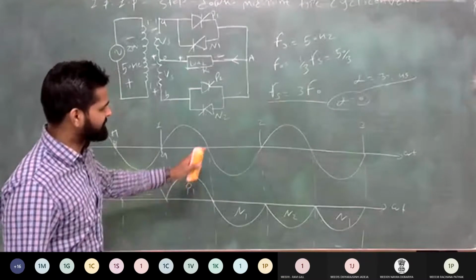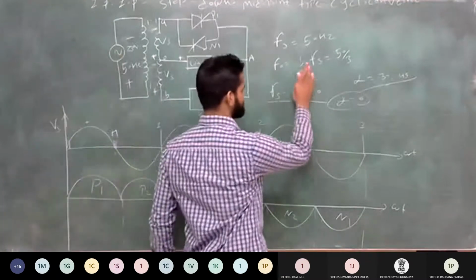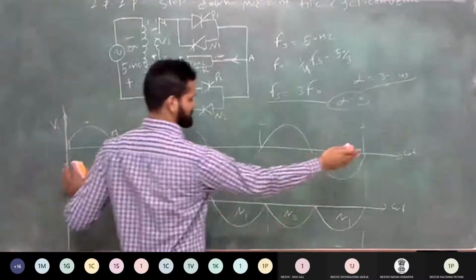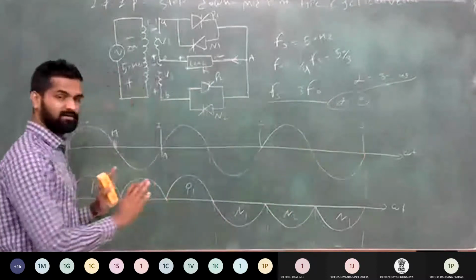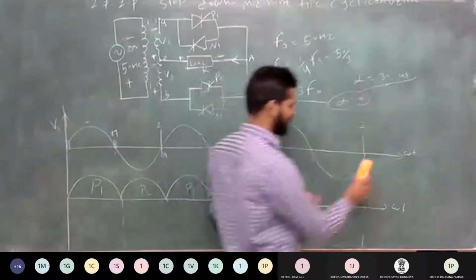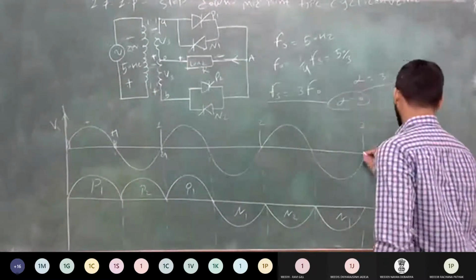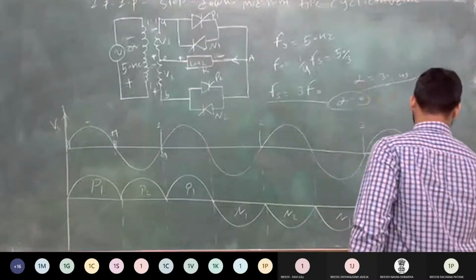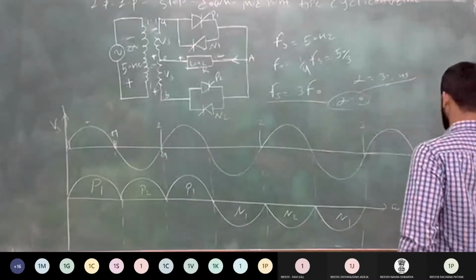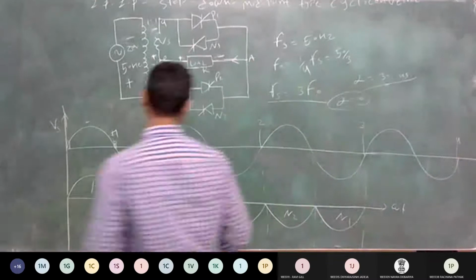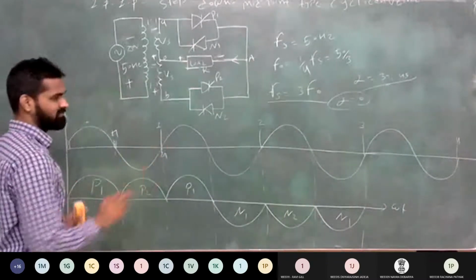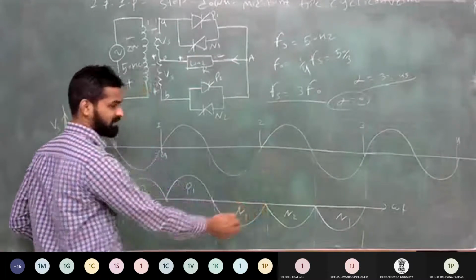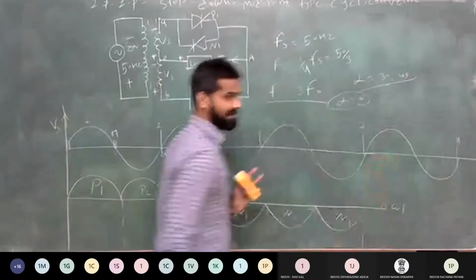In the exam, suppose they ask you to convert this into 1/4 times Fs. It means that in 4 cycles of your supply you get 1 cycle. Here we do only 3 cycles. So if you do 4 cycles of supply, you complete 4 cycles. Clear? So in 4 cycles you get only 1 cycle at the load side. It means in the first 2 cycles you get positive and in the next 2 cycles you get negative.